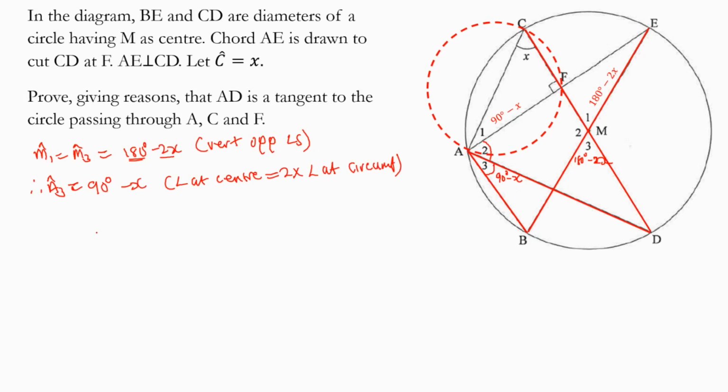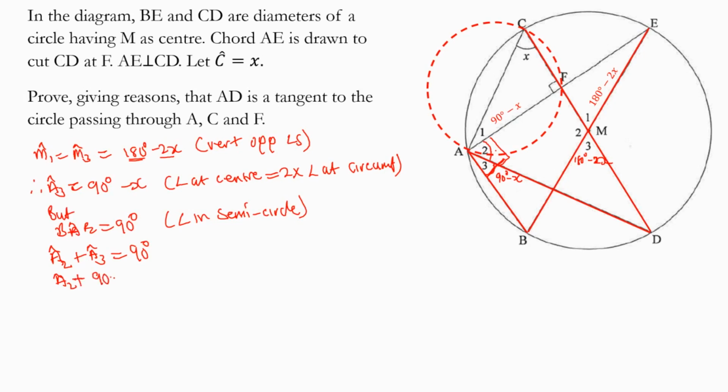Right, and then if you check angle BAE, this angle BAE is equal to 90 degrees, because it is an angle in a semicircle. And then we can find angle A2 here, because angle A2 plus angle A3 is equal to 90 degrees. But angle A3 is 90 minus x, so angle A2 plus 90 minus x is equal to 90 degrees.